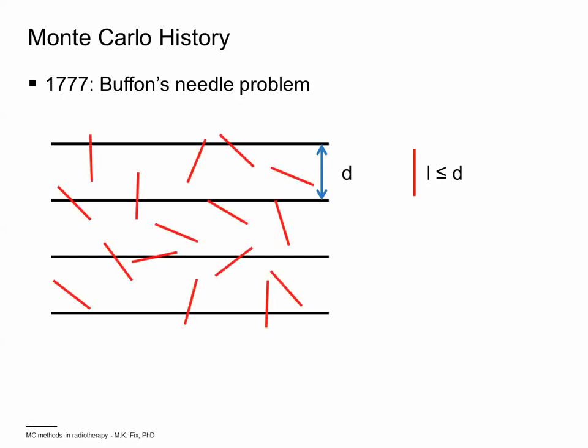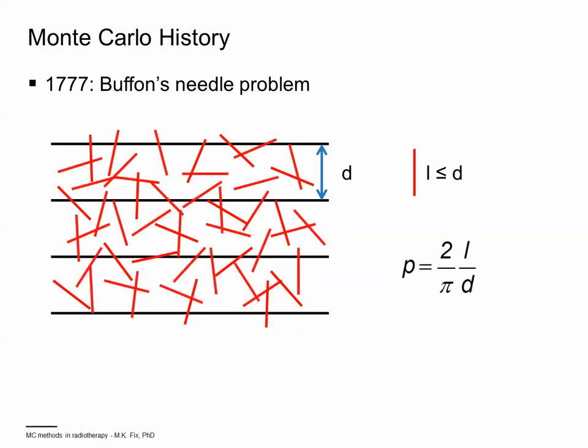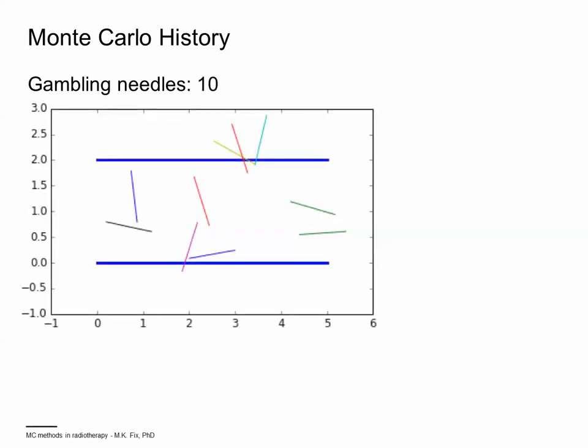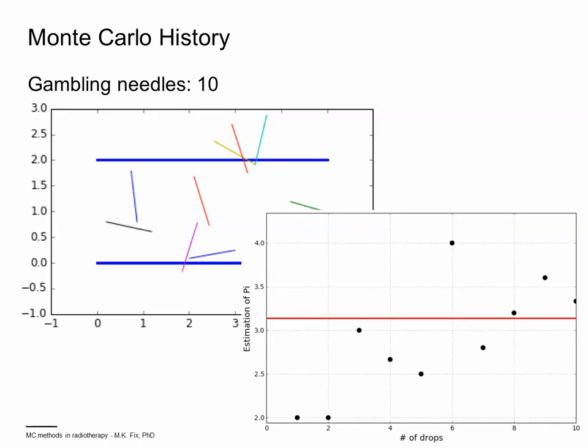So one could drop many needles and count the frequency of those crossing the bar. It turns out that the probability is 2 times L over pi times d. Thus pi can be estimated by counting the needles crossing the bar, determining the mean value, and applying this formula. Now these days we can use computer programs to drop the needles randomly on the bars and estimate the value of pi. Using 10 needles demonstrates that pi is only roughly estimated.